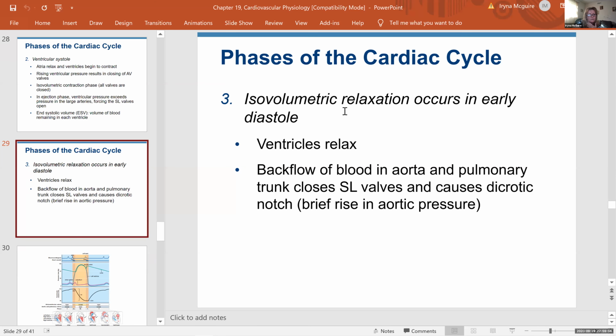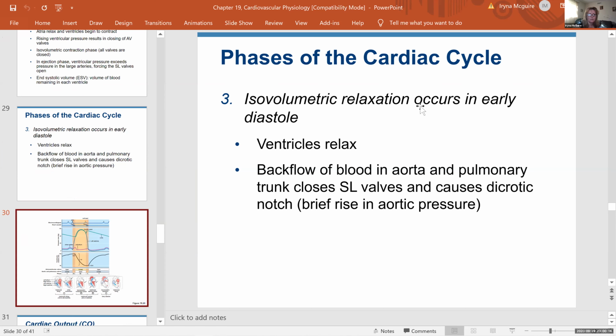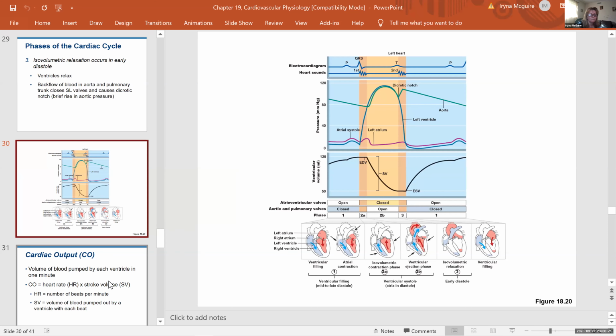And then we have isovolumetric relaxation. In the early diastole, the ventricles relax, and backflow of blood in the aorta and pulmonary trunk closes the SL valve. And this is where we hear the second heart sound, right? So that's how they relate.